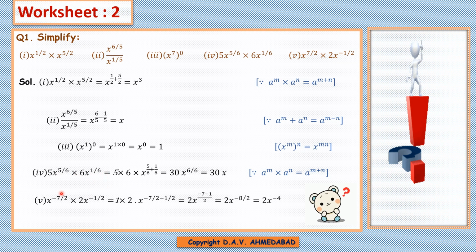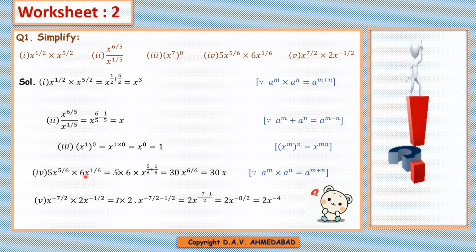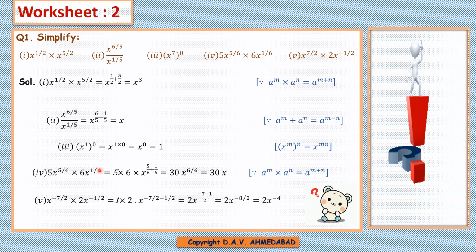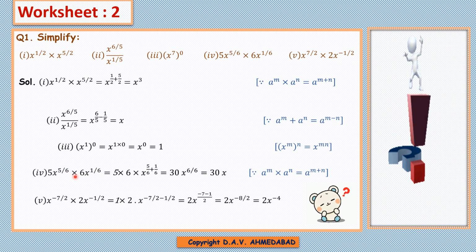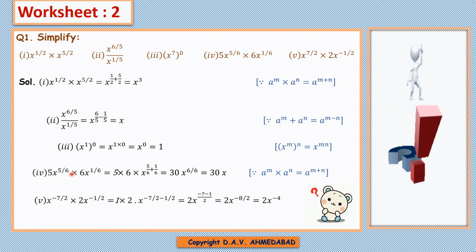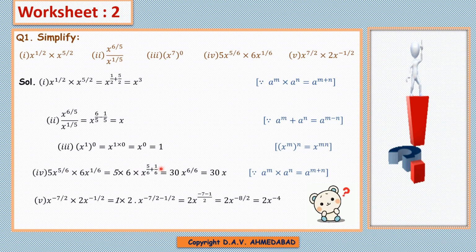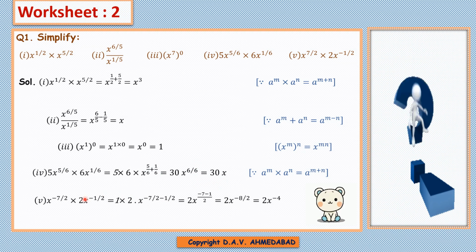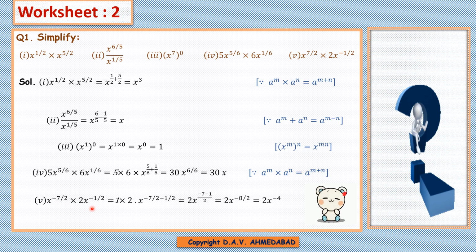Next is 5x raised to the power 5 by 6 into 6x raised to the power 1 by 6. Children, we will multiply numeral with numeral. So 5 into 6 is 30 and x raised to the power 5 by 6 into x raised to the power 1 by 6. Again, bases are same and numbers are in multiplication. So we will add the powers. 5 by 6 plus 1 by 6 is 6 by 6 and 6 by 6 is 1. So answer is 30x.